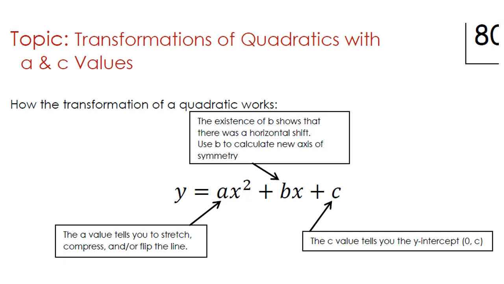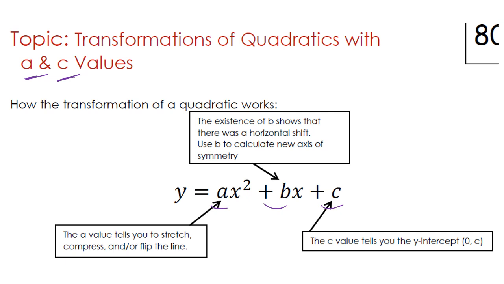Today we will be looking into transformation of quadratic equations. Quadratic equations have three components: a value, b value, and c value. We will specifically focus on the changes happening with the a and c values. We will take the parent function and make changes to a and c values, and we will see what those changes are reflecting on the graph.